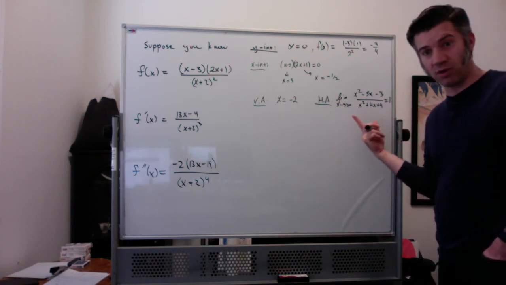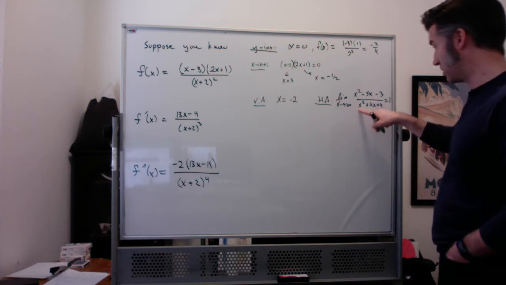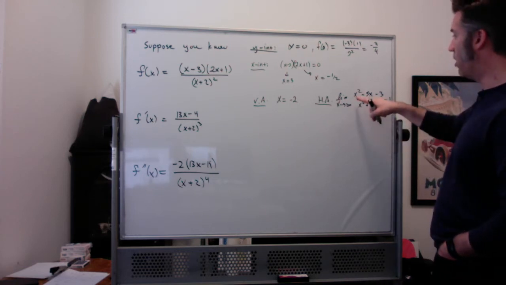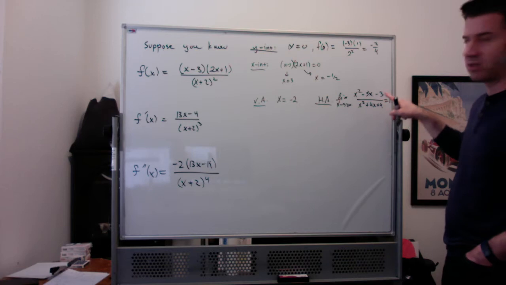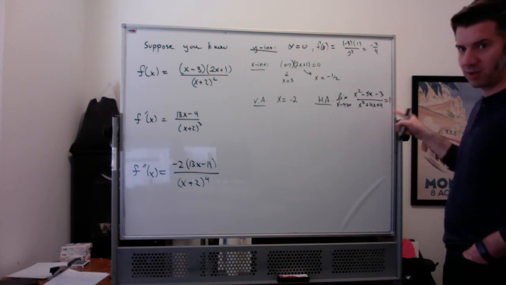And if you have to show more work, the work is to divide everything by x squared, which is the highest power of x in the denominator. Then you get 1 minus something that goes to 0, minus something that goes to 0, over 1 plus something that goes to 0, plus something that goes to 0.